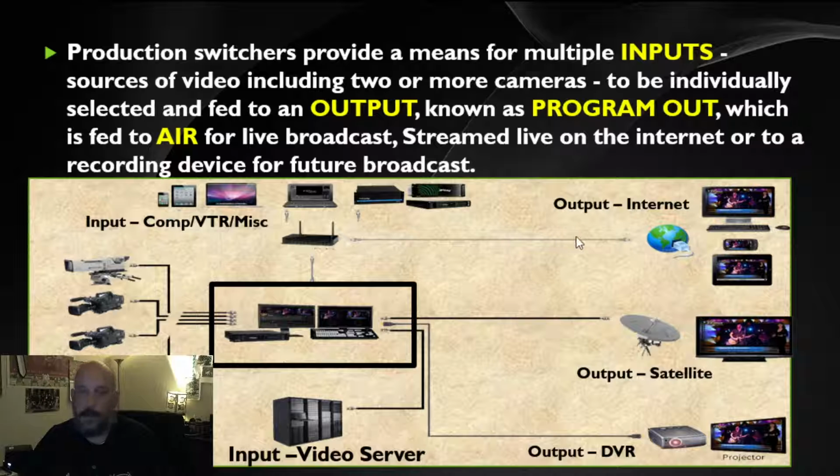So it can send an output to the internet for a stream. It can send another output simultaneously to a satellite to go anywhere in the world. It can send outputs to digital video recorders to be recorded and played back later. It can be sent to live cable systems, and you can change and vary the way the feeds work.